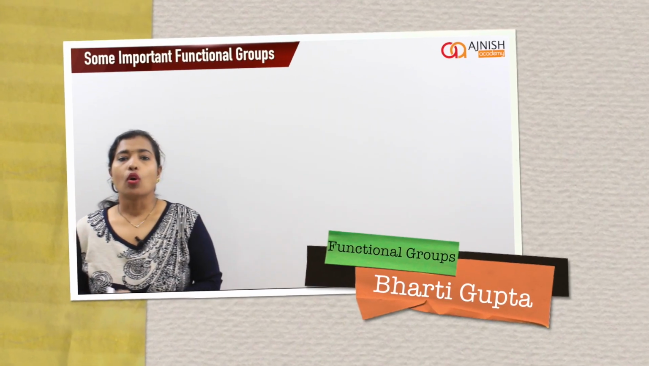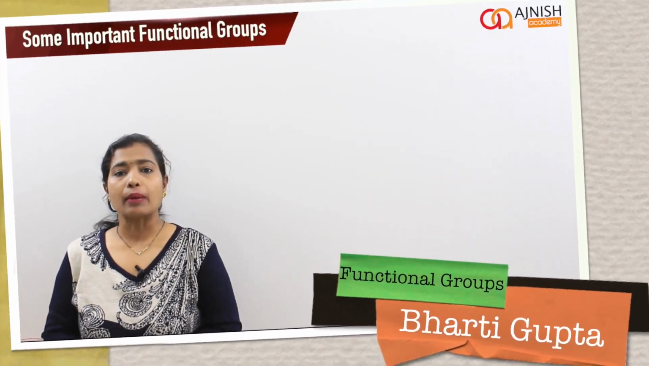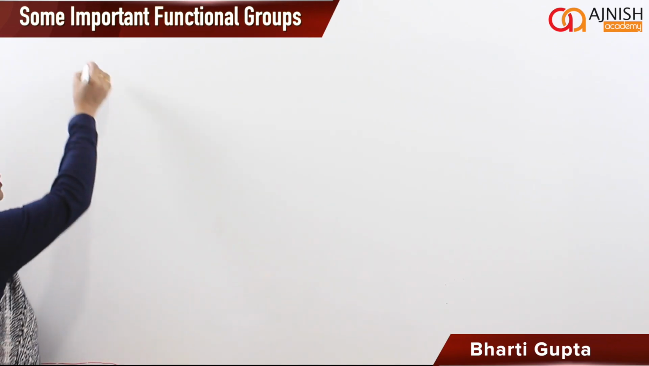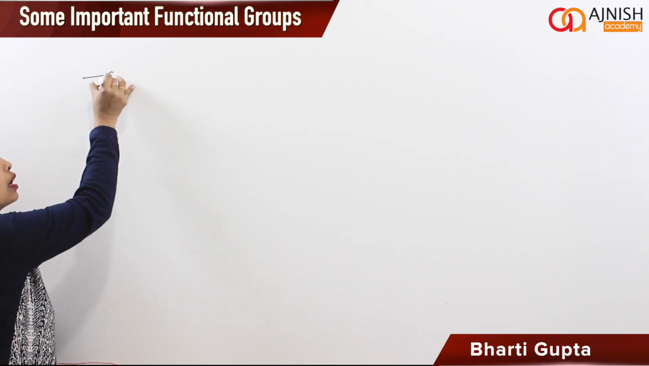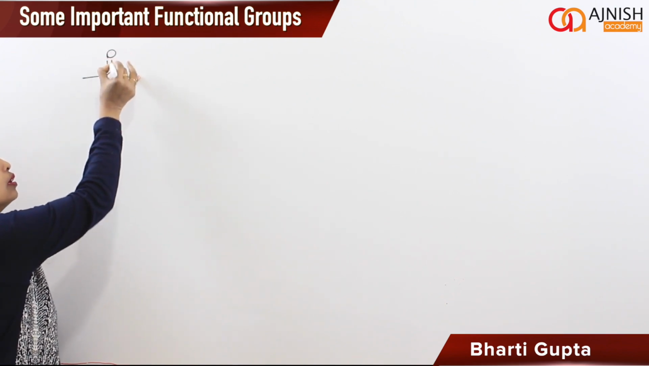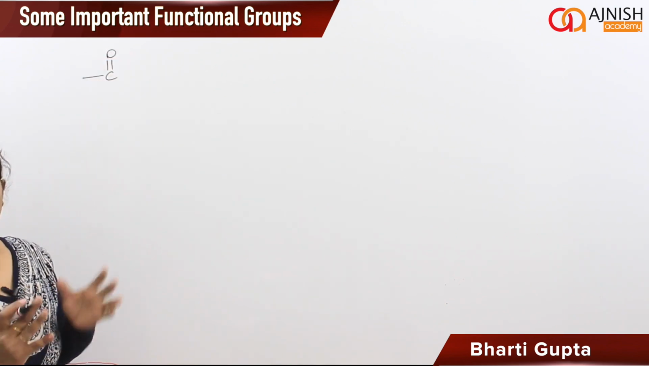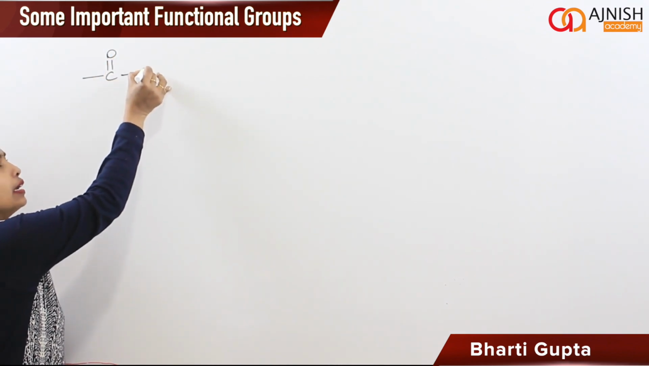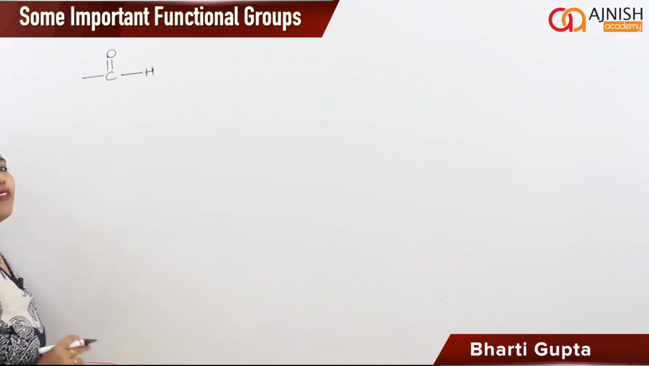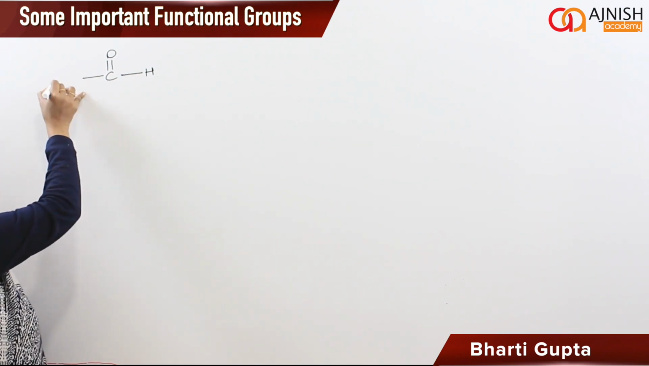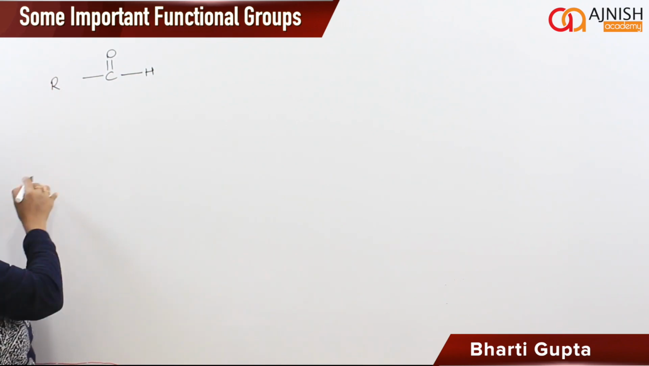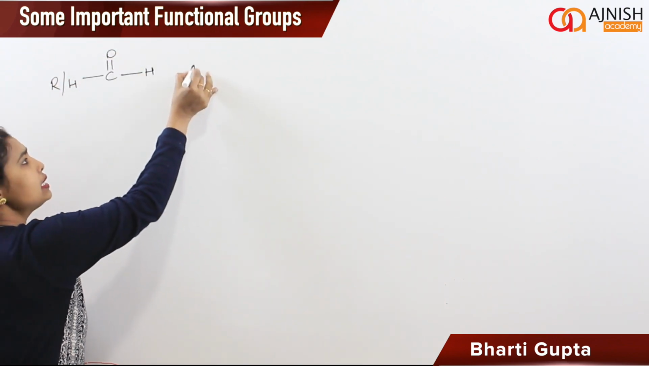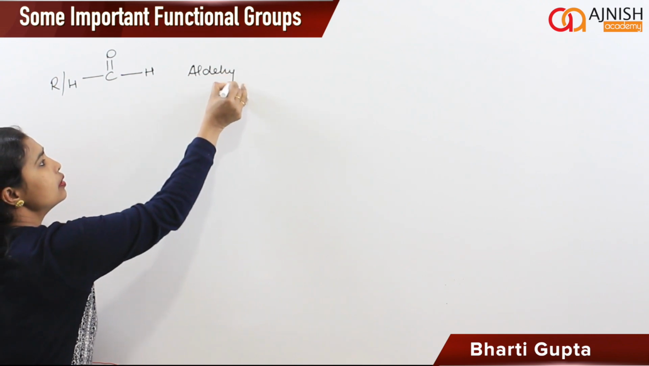Now moving to oxygen derivatives with a carbon-oxygen double bond, we can have different functional groups. If you see, we have a carbon-oxygen double bond. Carbon has 4 valencies. The remaining 2 valencies, if one has hydrogen and the other has a carbon chain, which we represent generally by R, or hydrogen, then this functional group is called aldehyde.